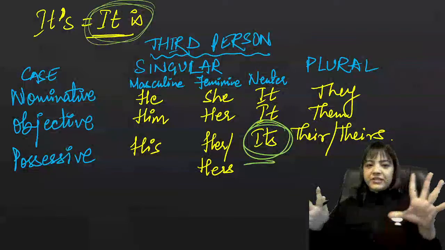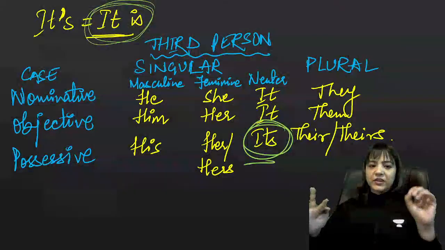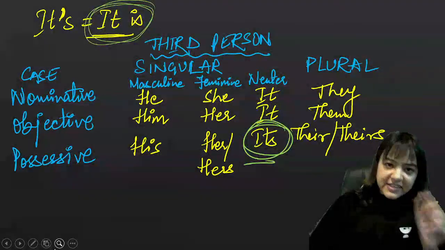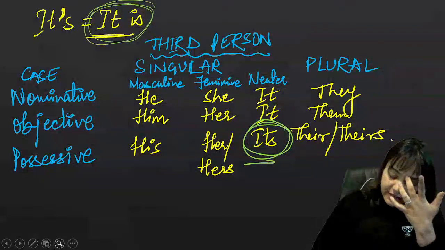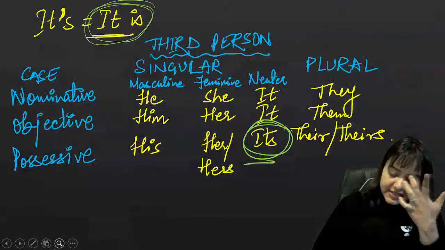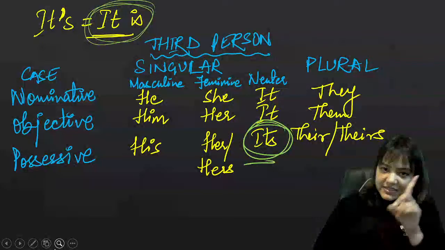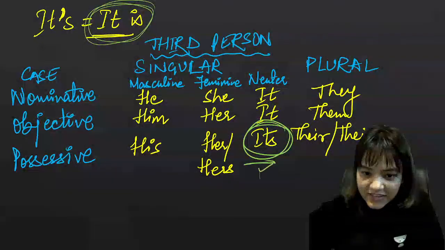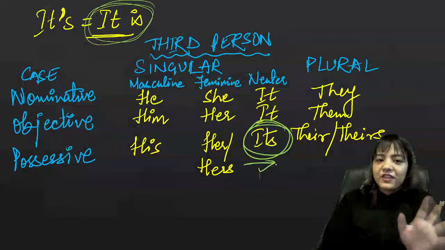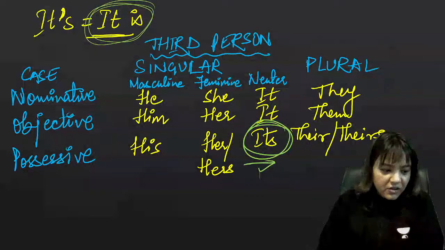So do this in your free time. Make sentences with its. If you are not able to read the sentence as it is, if it does not make sense when you read it as it is, then it is correct. Then it is this its, the possession. If you can read it as it is, then you're wrong. It is not possession.